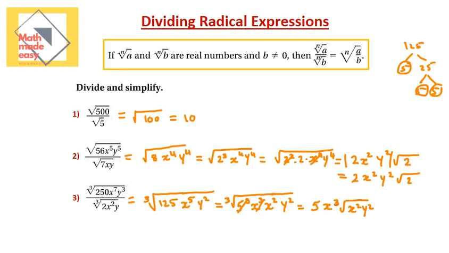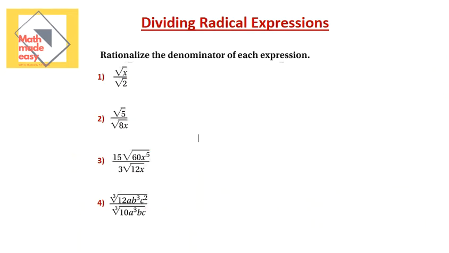So this seems easy and nice because we could actually simplify all questions. Let's see what happens when we can't simplify. When you can't simplify the questions, we do what we call rationalize. Now this question here is asking you to rationalize the denominator of each expression. So I have x and 2, a variable and a number. There is nothing I can do about it.